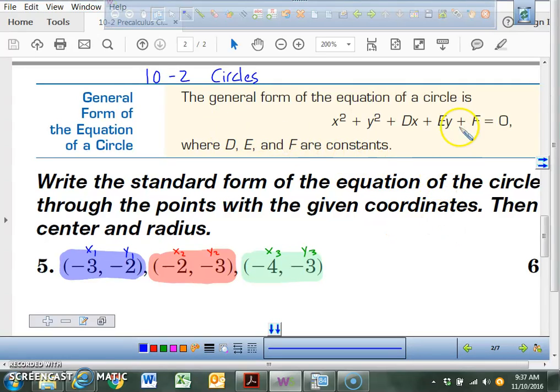Right, we're going to be continuing with circles right now. Right now in your journal, I'd like you to write the general form of the equation of a circle.